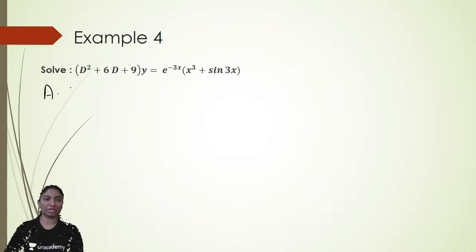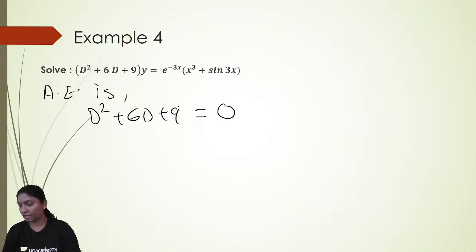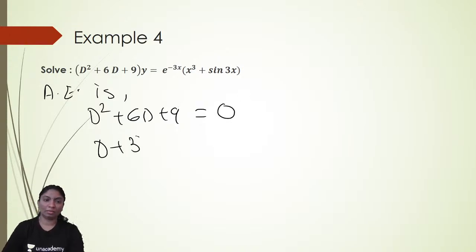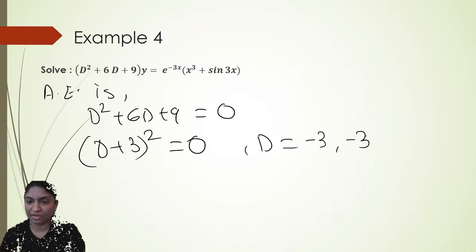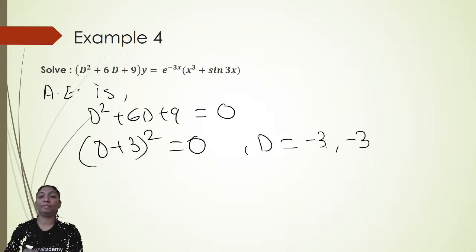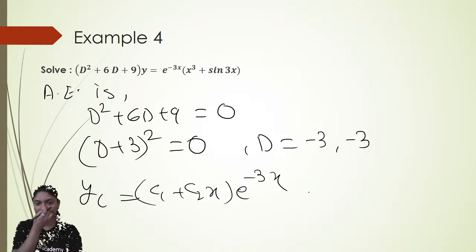So the auxiliary equation is d square plus 6d plus 9 is equal to 0. So ultimately we will get d plus 3 whole square is equal to 0, which implies d is equal to minus 3, minus 3. So the roots of this differential equation are real and repeated. So you can write yc is equal to c1 plus c2x into e raised to minus 3x. This is our yc.